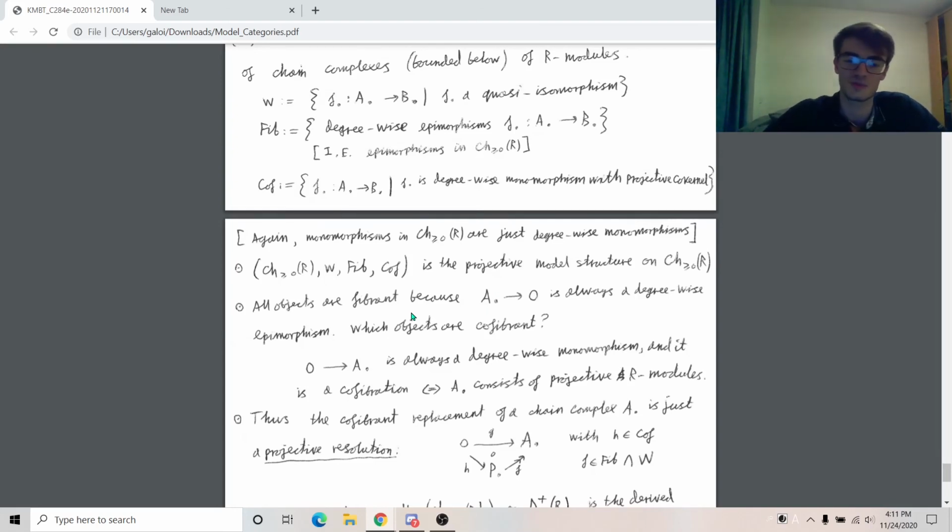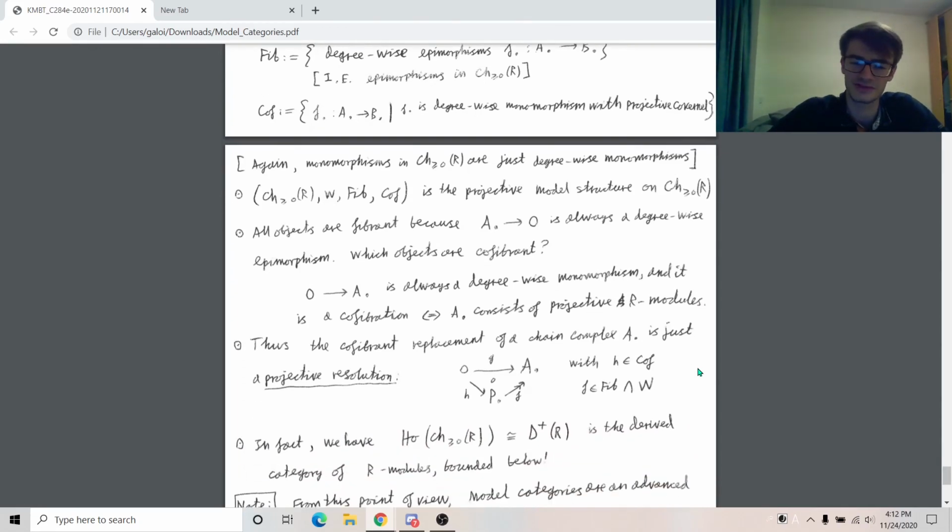And now we ask ourselves which objects are cofibrant. So for an object A to be cofibrant, we want the unique map from zero to the chain complex A to be a cofibration. So we want it to be, well, it's always a degree-wise monomorphism, but we also want it to have projective cokernel. But the cokernel of the map from zero is just the objects of A. So this map is a cofibration if and only if A consists of projective R modules. So the cofibrant objects in this model category are going to be chain complexes made up of projective R modules.